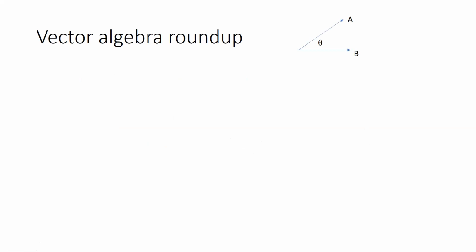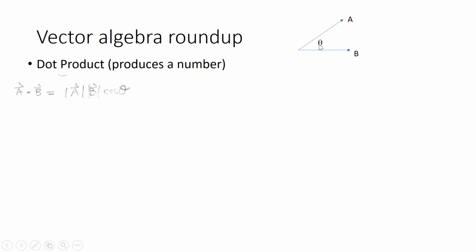All right, now let's go on to multiplying vectors. There are two ways that we can multiply vectors. There's the dot product, which produces a number, or rather a scalar, technically speaking. Here are two vectors, A and B, separated by an angle theta. The dot product, this is A dot B, not A minus B, can be written in two ways. It can be written as the magnitude of A times the magnitude of B times the cosine of the angle between the two.